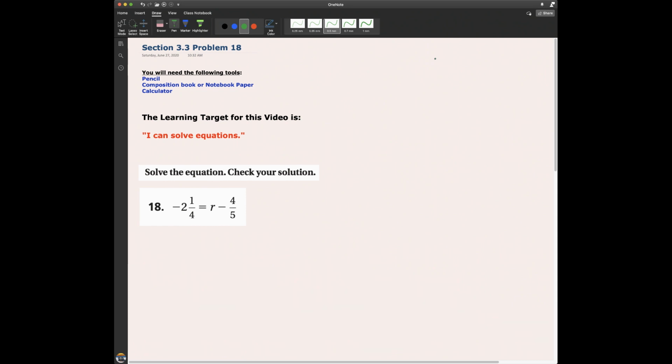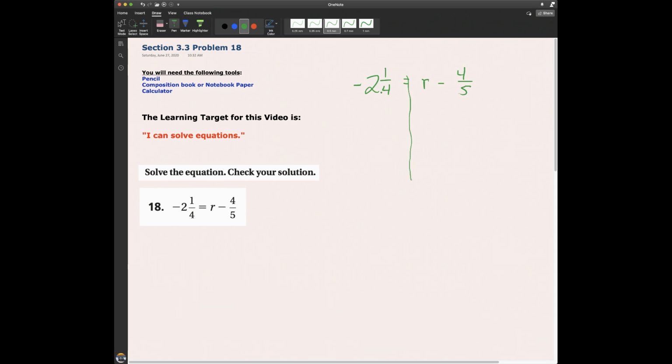The learning target for this video is I can solve equations, and you should follow along with your pencil, composition book or notebook paper, and a calculator if you think you need it. So remember, the first step is, let me write the problem down. -2 and 1/4 equals r minus 4/5.